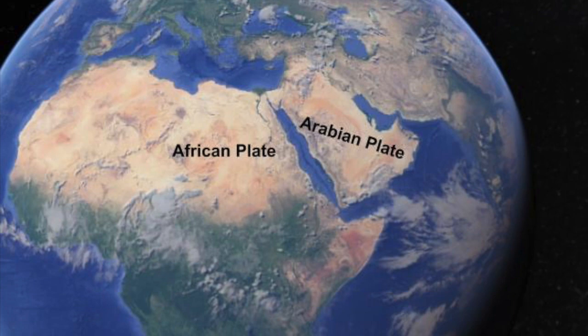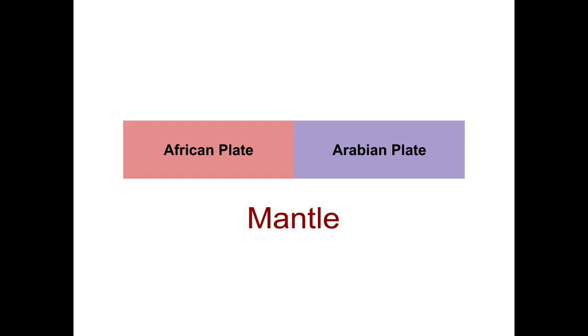The Horn of Africa is a divergent on-continent boundary located here between the African and Arabian plates. These are both continental plates. This model shows this boundary and how it has formed a rift.